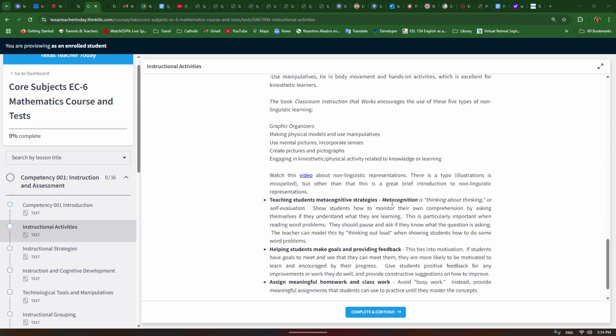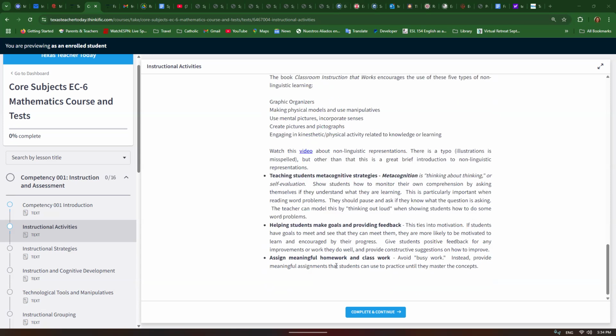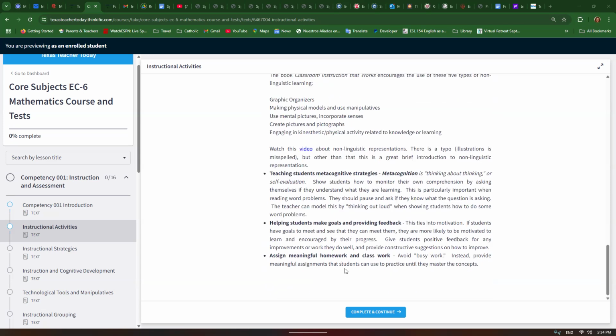We need to help students make goals. They should be their goals, but with some guidance and feedback from us. Homework should always be meaningful, never busy work. The same goes for classwork. It should have a purpose and be tied to the TEKS.